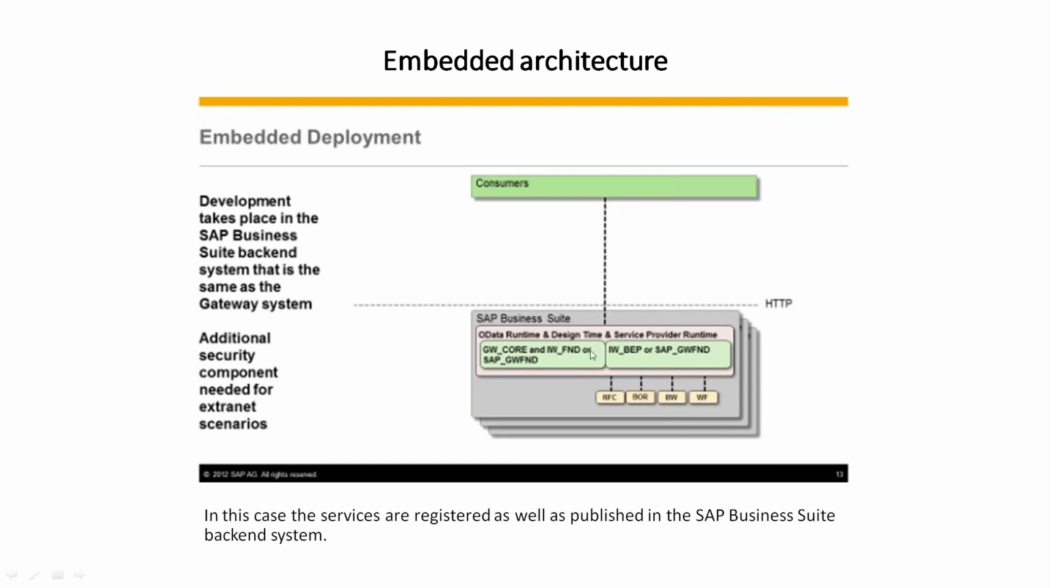You are going to develop the services in the system. Since you have the IWBEP component, you will get the Gateway Service Builder. So you will develop all your services here, and you are going to register your services here so that the consumers are directly requesting the response from the backend business system. Okay. So this is what we have in our client's place.